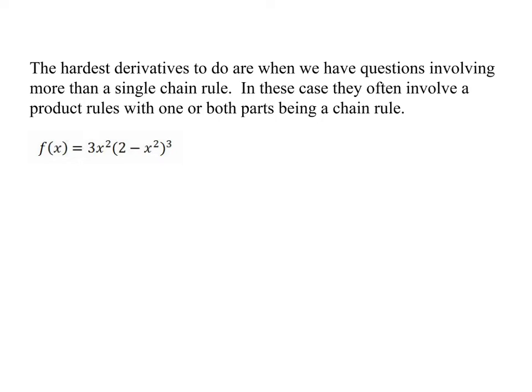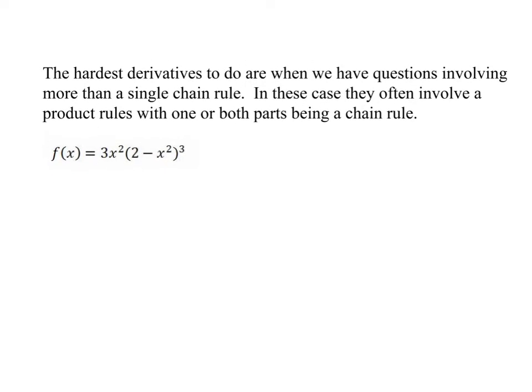So if this was just 3x squared times 2 minus x squared without the cubed, we could just FOIL that out and do power rule, or we could leave it the way it is and do product rule. Those would both be pretty easy. If this question had just the 3 in front without the x squared, and we had a cube still, now that would be just the chain rule, right? We could bring the 3 down, make it a 9, drop our power to 2, and so on. So without the x in front, it works good as a chain rule. Without the cubed, it works good as a product rule. It's when they're mixed together that we run into a problem.